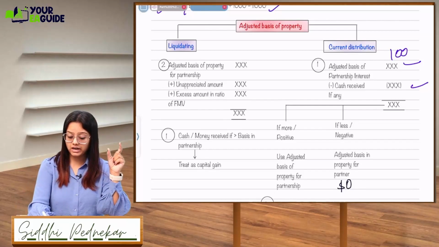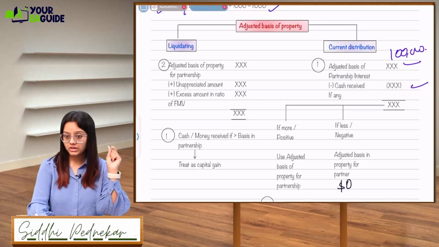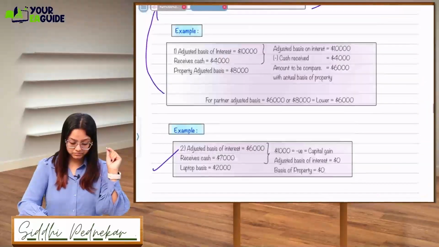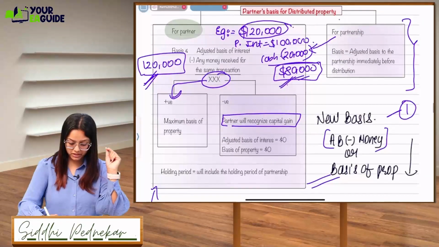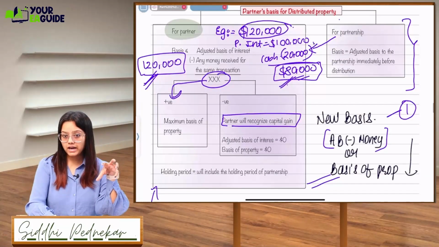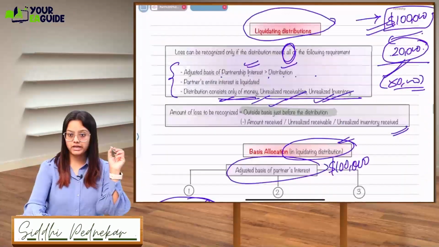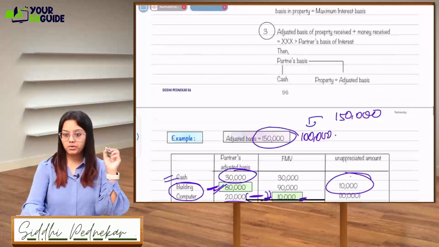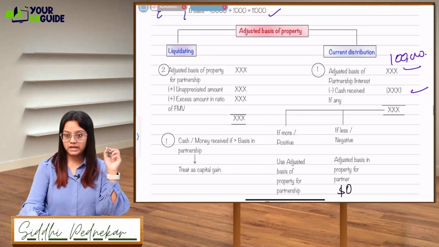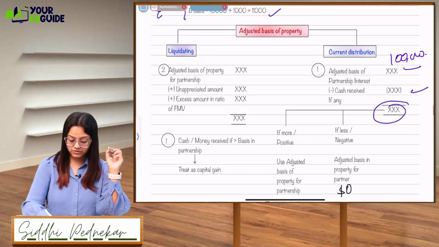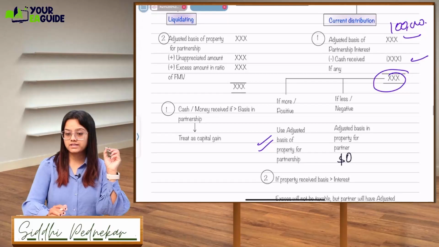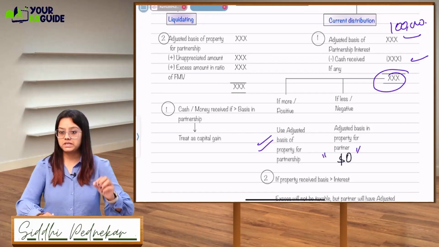Do you remember that 1 lakh, right? 1 lakh was the adjusted basis. Sorry, not 1 lakh, this one. Just a minute, what was the example? Yeah, this one. Yeah, 1 lakh, and against that you receive cash of 20,000. So 80,000 is the basis of the property, you are going to compare it. Okay, 80,000 is positive, right? If it's positive, then just use it as it is as a basis. If it's negative, then 0 will be the basis.